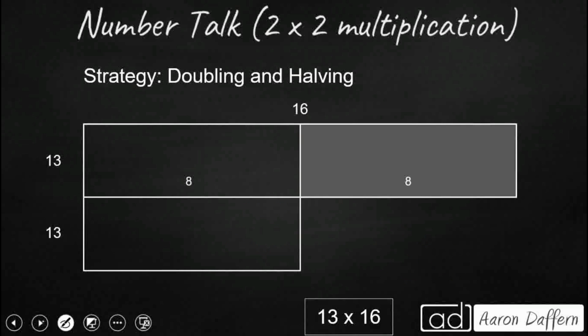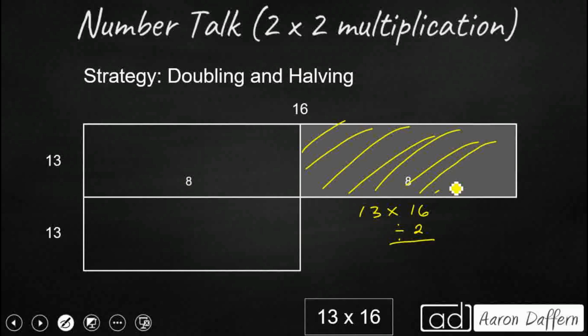Doubling and halving is sometimes a really great strategy. You need one of your factors to be even. So we're going to take our 16. What we're going to do is we're going to cut it in half. We're going to divide that by 2. And we're going to get rid of half of our 16, which is just going to leave us with 8. Now, in order to keep a balanced expression, if we cut one of our factors in half, well, guess what we need to do for the other factor? We need to double it. So it's going to be 26.